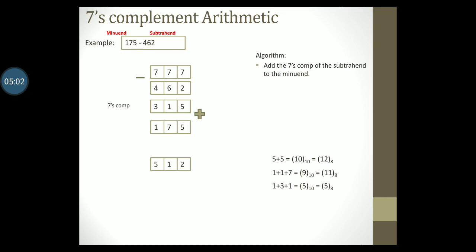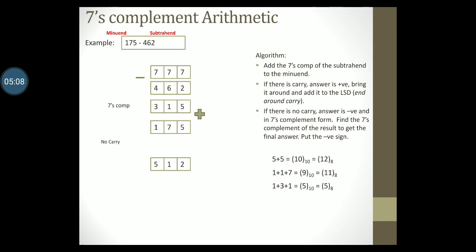Notice here that there is no carry. The algorithm tells us that if there is no carry, then the answer is negative, which is pretty obvious since the first number is smaller than the second number. It also tells us that the answer is in 7's complement form. So we need to find the 7's complement of the result to get the final answer. So let's do that. Finding the 7's complement of 512, we get the answer as 265, which is the answer that we are looking for. Don't forget to put the minus sign since the answer is negative.